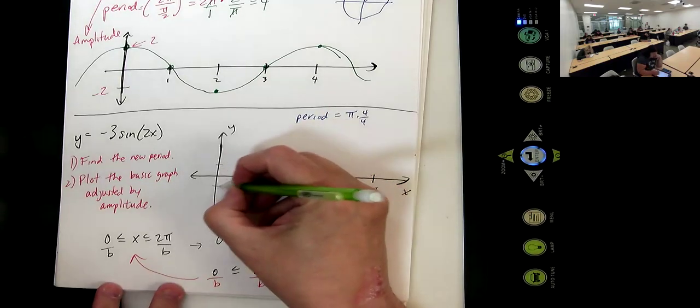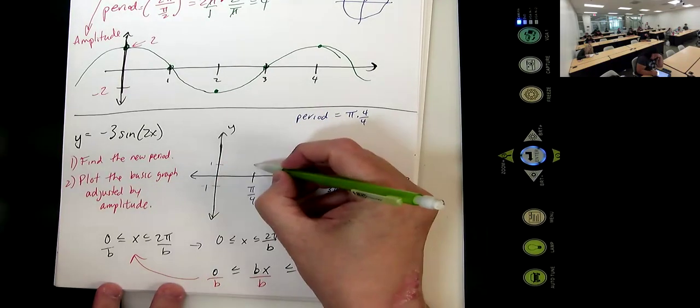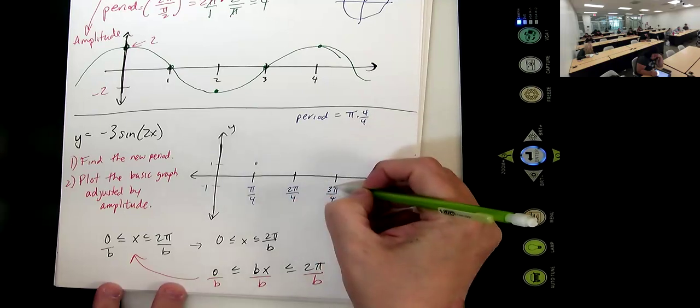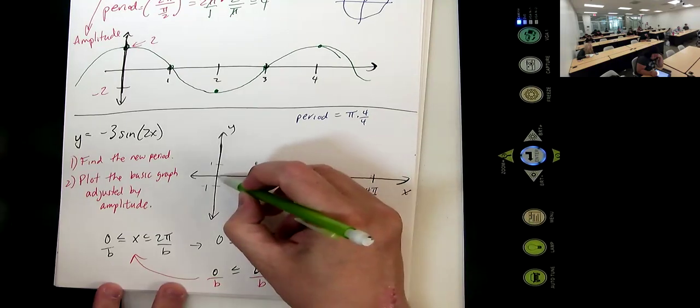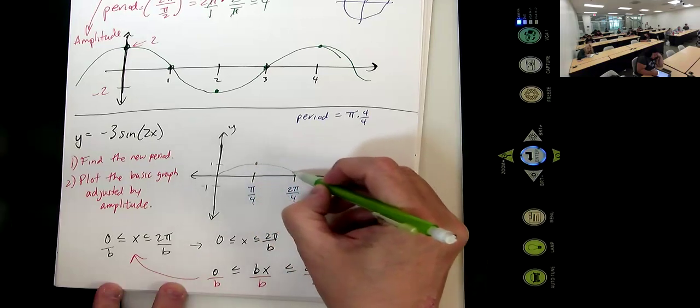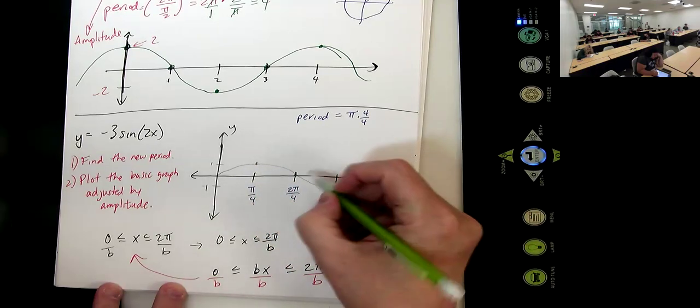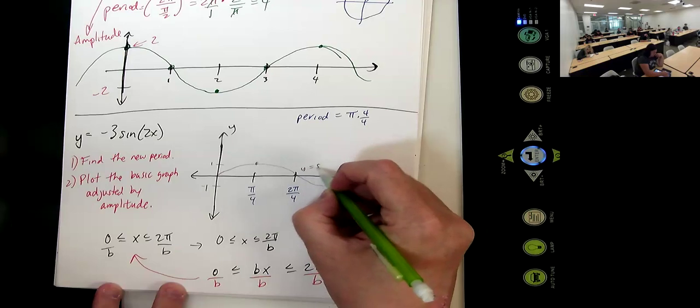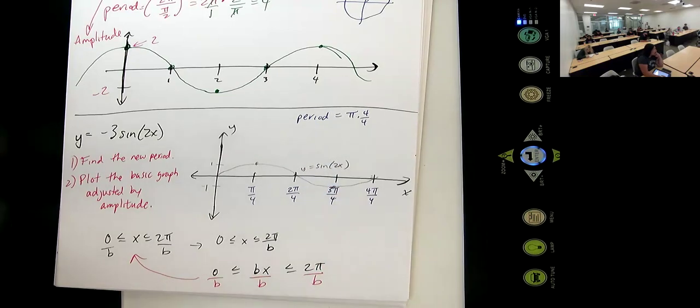Now my base graph would do this, and I'm doing the base graph in pencil. This would be y equals sine of 2x. What does putting the -3 on do? It does the amplitude, but how does it change how my graph looks? It actually flips it upside down and makes it bigger.